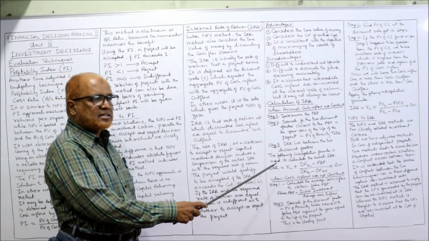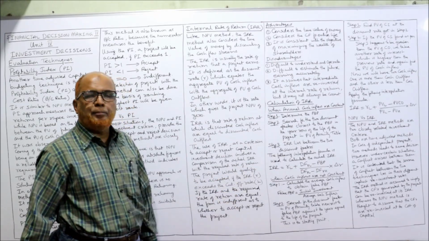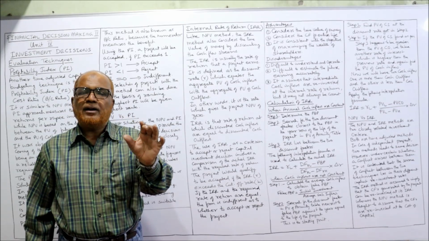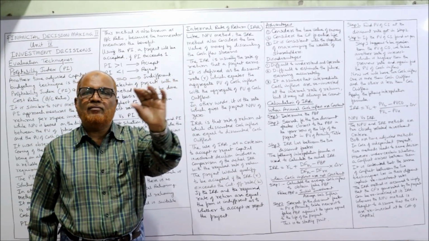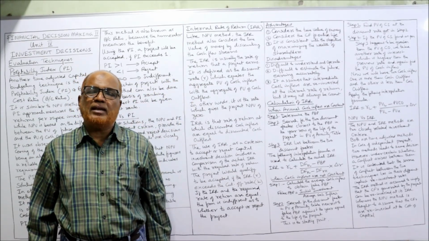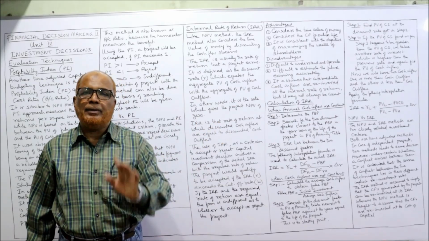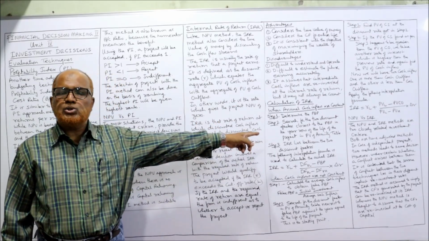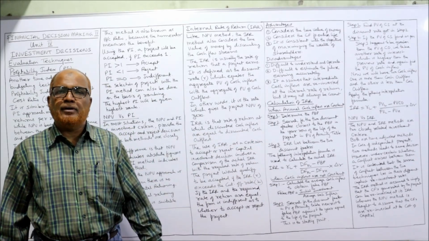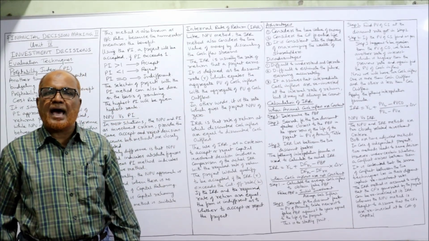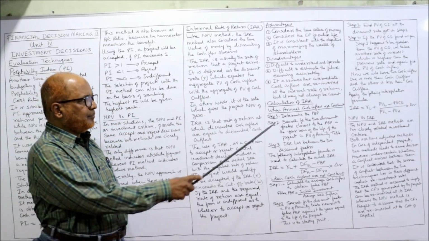If it is constant, first step, determine the PBP, the payback period. The payback period formula is initial investment divided by constant annual cash inflow. Already in the last video I explained about PBP. So same here also, first you need to calculate PBP: initial investment divided by constant annual cash inflow.